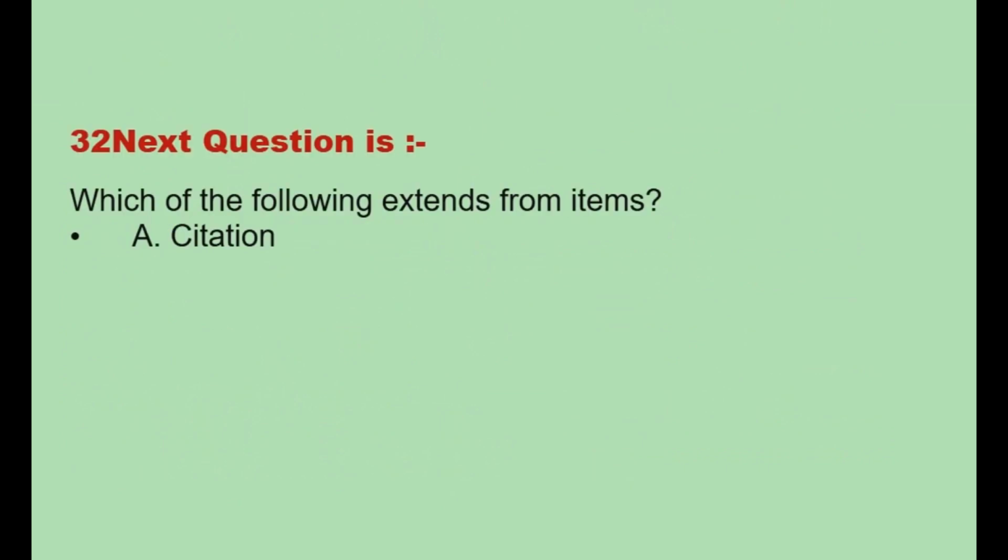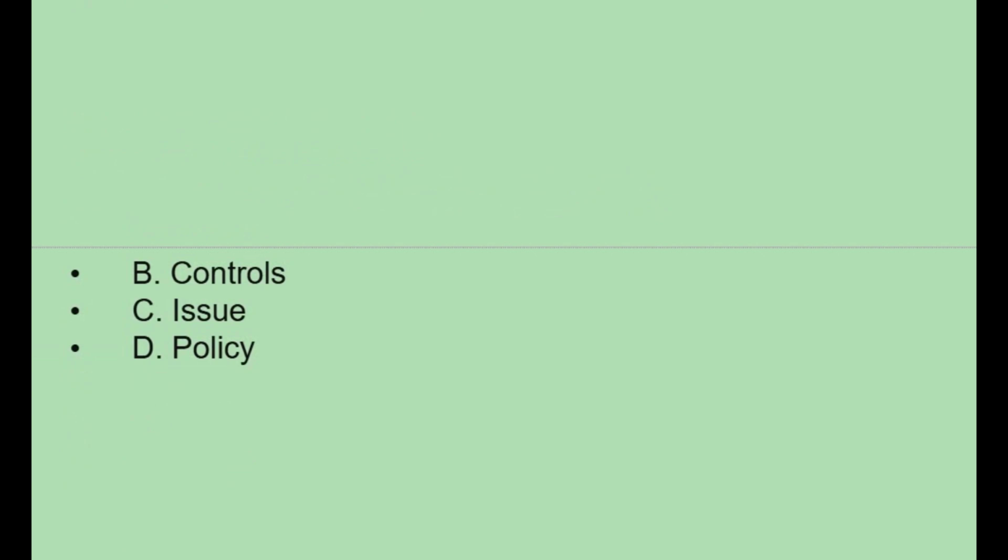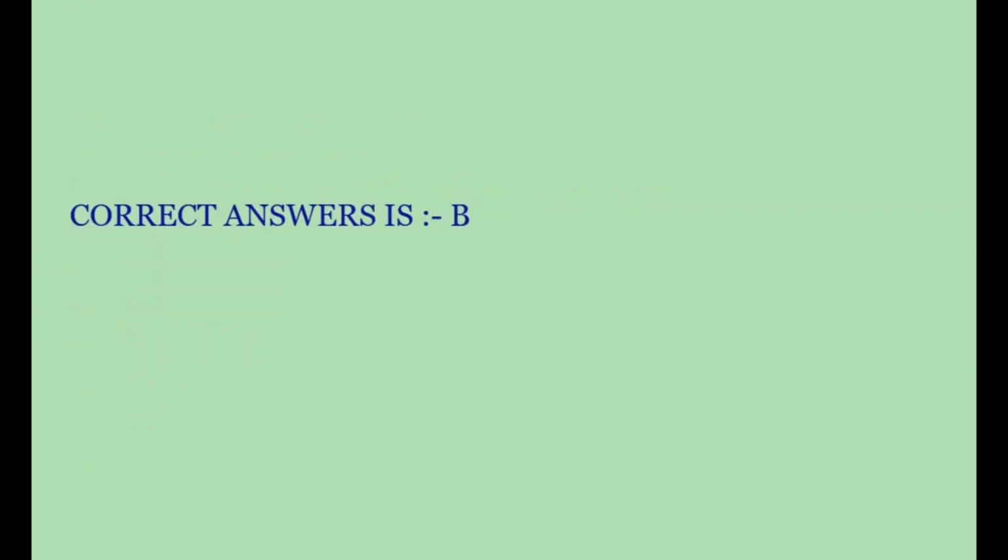Question is, which of the following extends from items? Option A, citation. Option B, controls. Option C, issue. Option D, policy. Correct answer is option B.